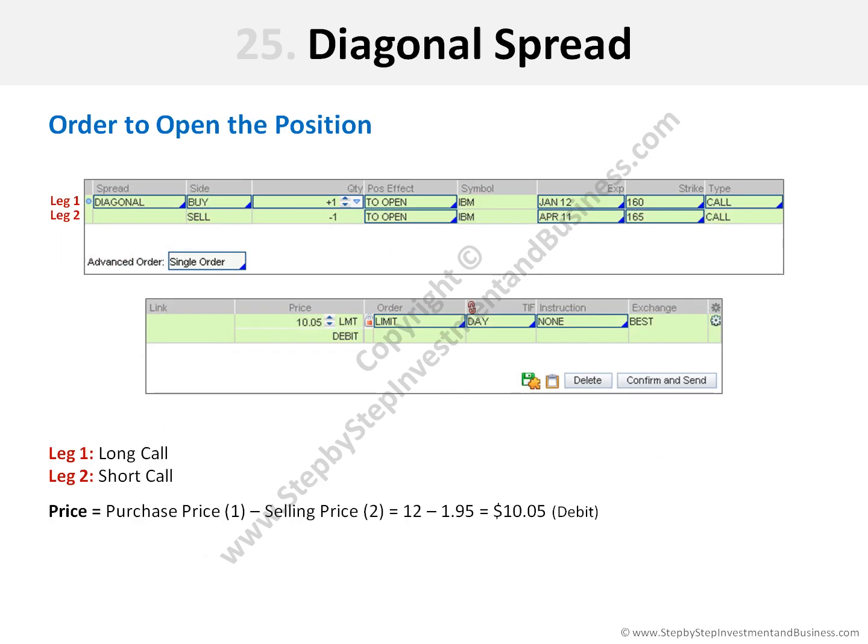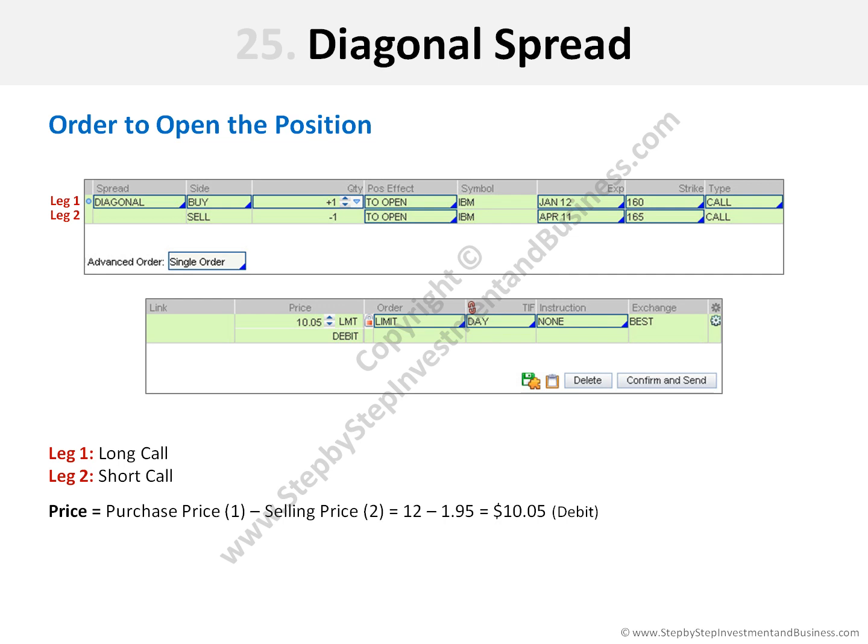Here we can see the order we must enter to open the position. It is an order with two legs. Leg number 1 corresponds to the long call and consists of buying one IBM call with a strike price of $160 and expiration in January 2012. Leg number 2 corresponds to the short call and consists of selling one call with a strike price of $165 and expiration in April 2011.